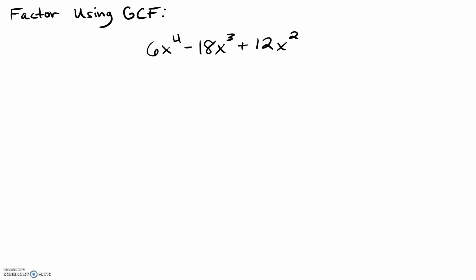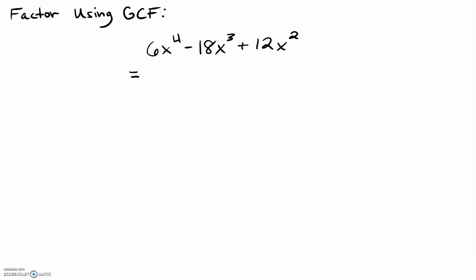Again, our instructions are to factor using the greatest common factor method, and the polynomial that we're going to be looking at is 6x to the fourth minus 18x to the third plus 12x squared. So using the method that we used in part 1 of factoring using GCF, or greatest common factor, first of all we want to look at our numbers, or our coefficients, and figure out what the greatest common factor of those are.